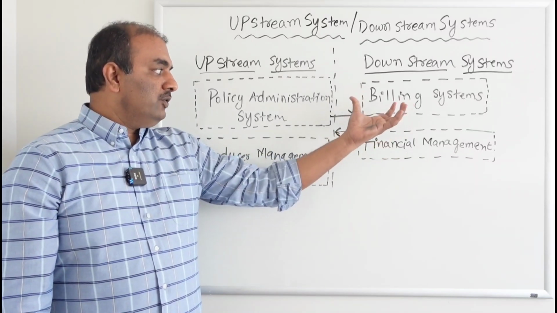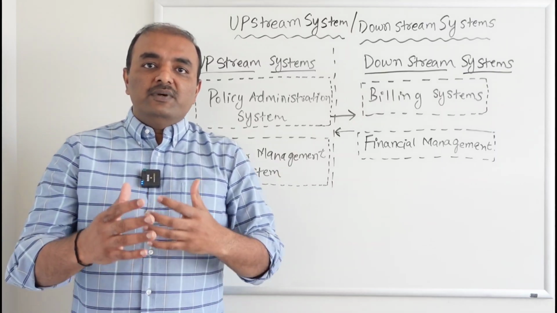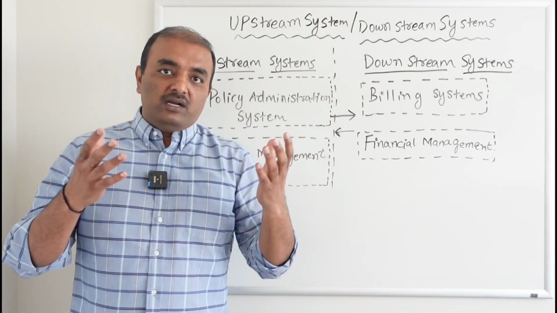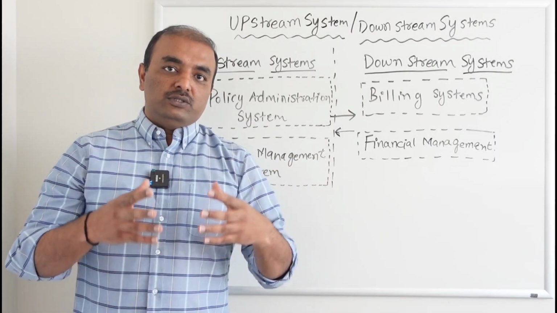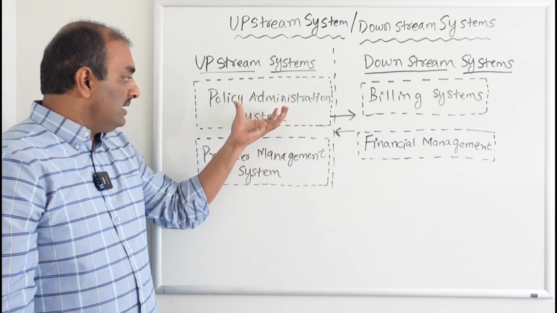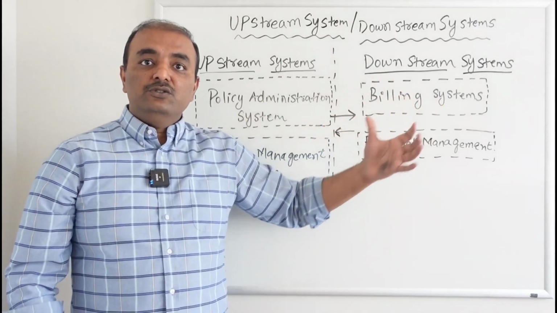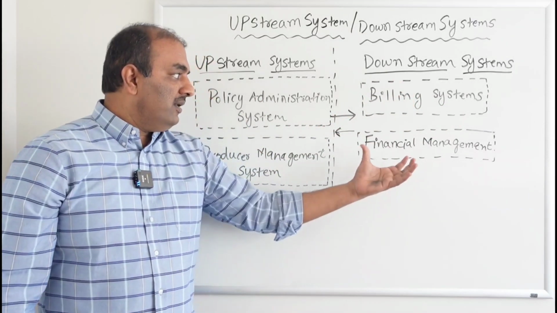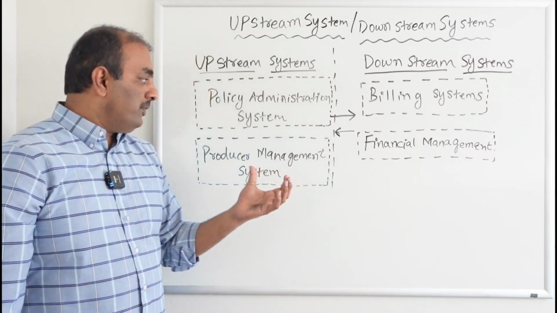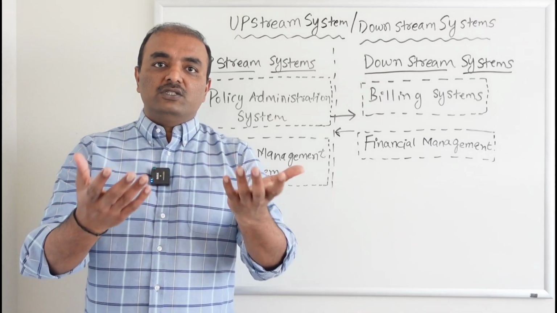The billing system is going to use this producer data and the policy data and come up with a commission. Say I have a policy premium of $1,000; if the rate is 5%, then $50 commission has to be paid. So it uses this policy data and the broker data, which is upstream data, and calculates commissions, which gives some kind of business value. Similarly, financial management takes the producer data and the policy data and processes the payments to the brokers.